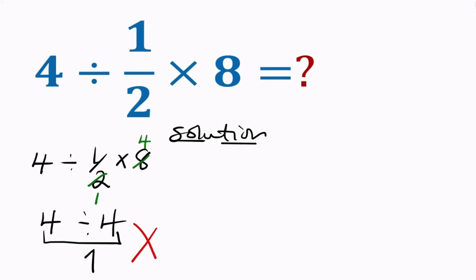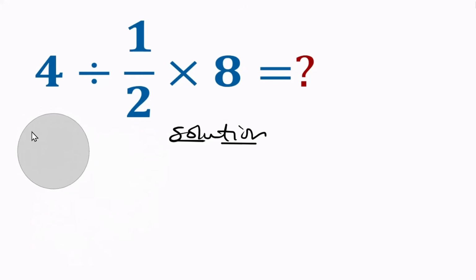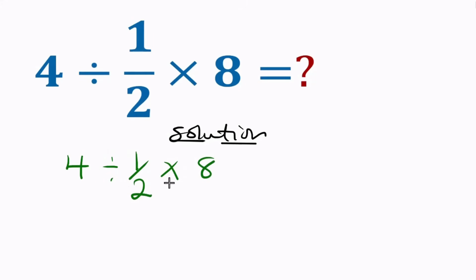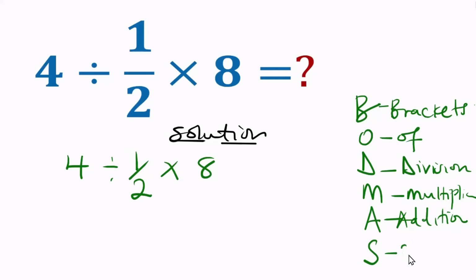So let us now have the correct approach of working out this question correctly. As we have the 4 being divided by 1 out of 2, or a half, multiplied by 8, here we are going to follow BODMAS, whereby B stands for brackets, O stands for of, D stands for division, M stands for multiplication, A stands for addition, and lastly S for subtraction.